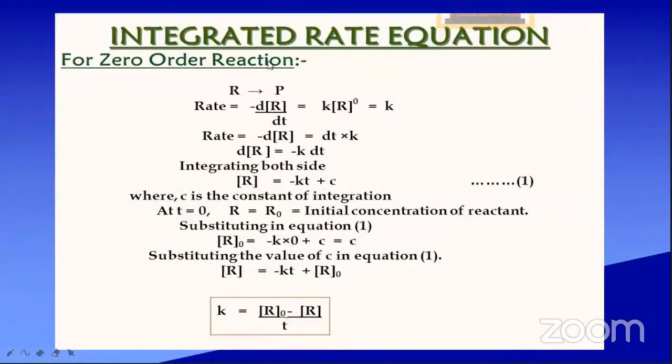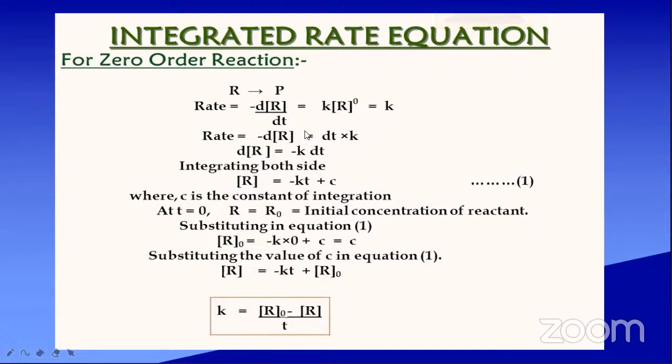Now we have to derive, one by one, the zero order as well as the first order reaction. First we will see the integrated rate equation for the zero order reaction. Here R is a reactant converting into the product: R gives P. Rate equals minus d[R] by dt. Why the minus sign? As we studied in the previous class, the negative sign indicates the decrease in the concentration.